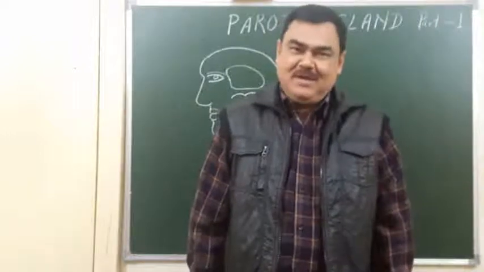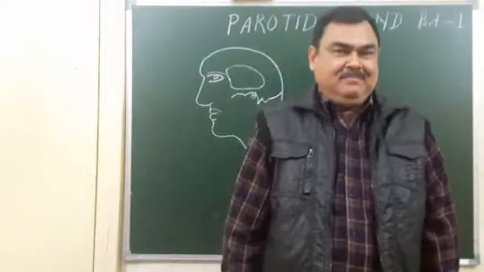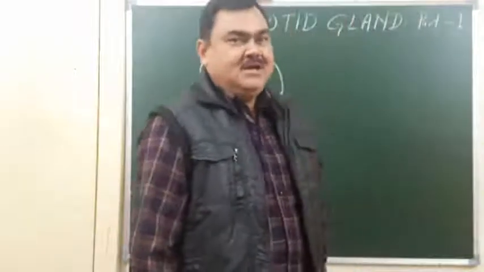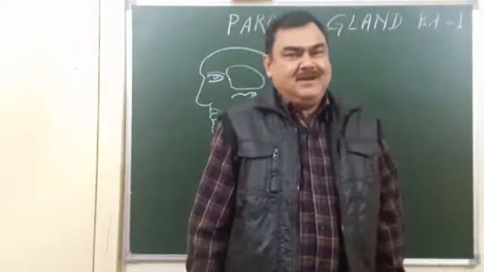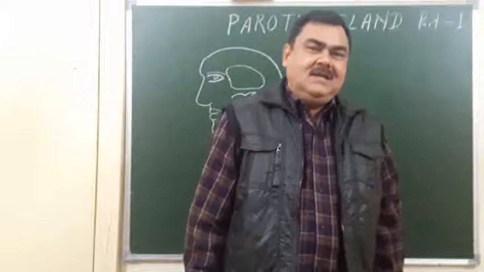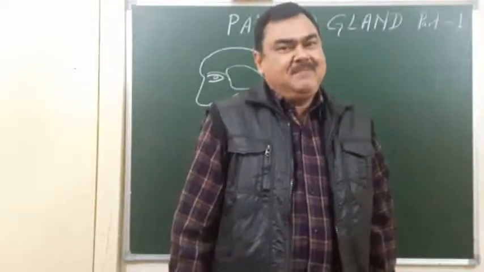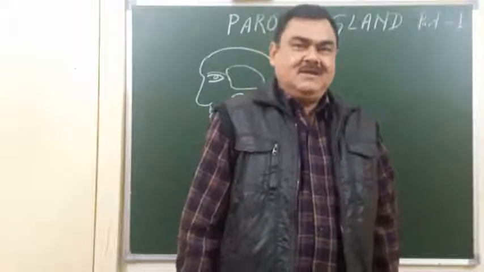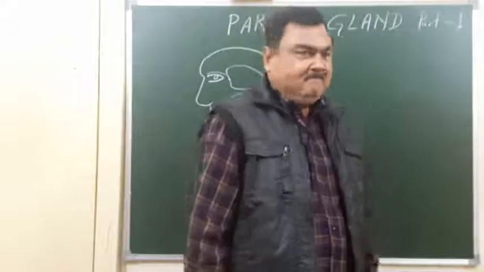Now discuss about the parotid gland, part 1. Parotid gland is a predominantly serous type of the gland. That means it has more serous acini in comparison to mucous acini. That's why its secretion is watery.